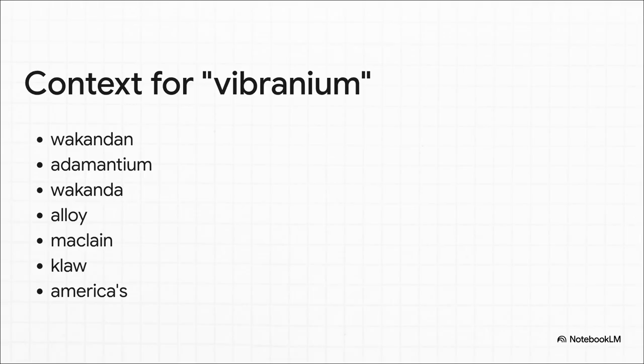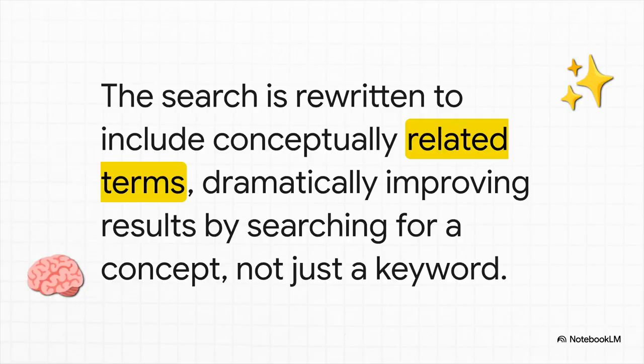And look at this. By doing that exact two-step dance we just talked about, the system automatically figures out the context. It finds terms like Wakanda, adamantium, and Wakanda because those words always seem to be in the same articles and web pages as vibranium. It literally learned the meaning just from the context. It's incredible. This technique actually has a name. It's called query expansion. Your search engine doesn't just look for the keyword vibranium. It gets smart. It rewrites your query behind the scenes to also look for all those other related terms. That's why your results are so good. It's searching for a concept, not just a string of letters.